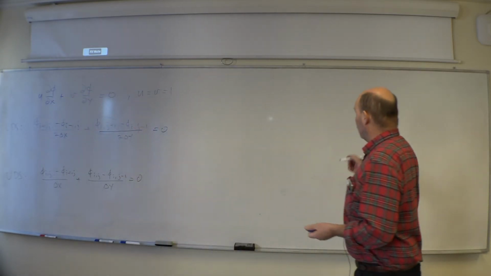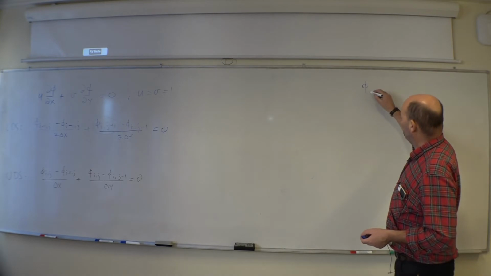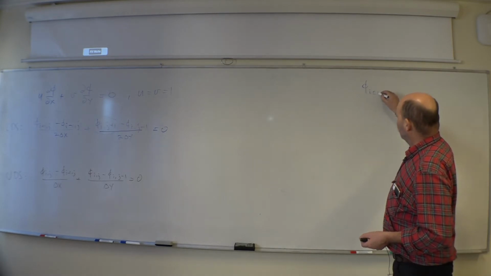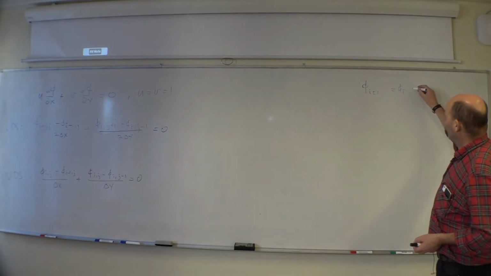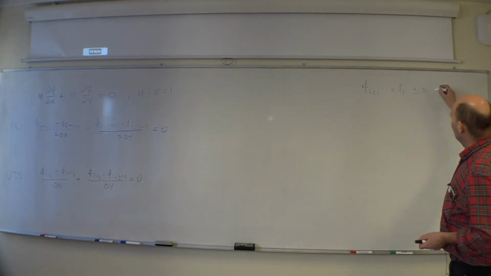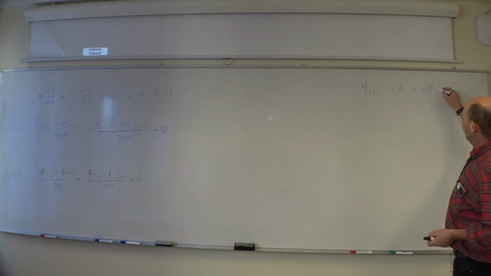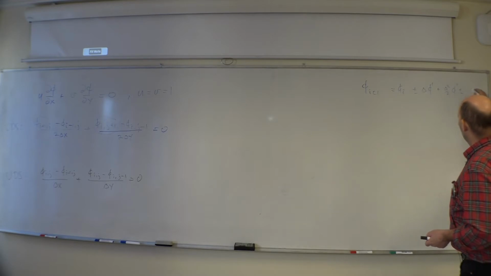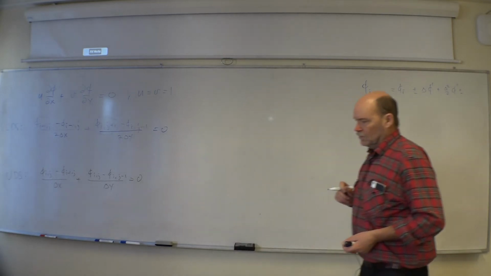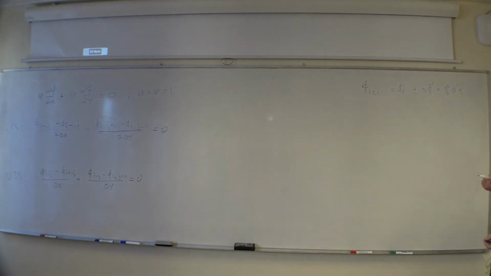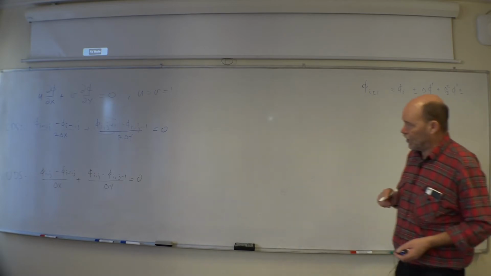We are going to need Taylor series, phi i plus minus 1. Phi i will then be plus minus delta x phi derivative, plus delta x squared half phi double derivative, plus minus... how many do I need here? Maybe I don't need anything more than that. Let's try it.